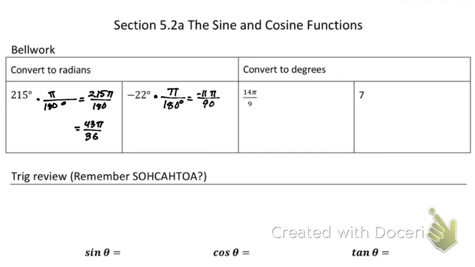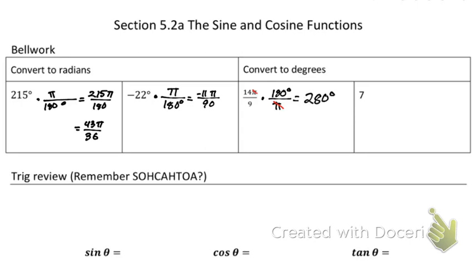On the next one, I want to convert to degrees. I want degrees out, so I'm going to put degrees on top of my conversion. So I'm just going to multiply this by 180 over pi. With degrees, I want a decimal. So you can plug the whole thing in, or you can cancel out your pi's. However you want to do it, plug in your calculator, you're going to come out to 280 degrees.